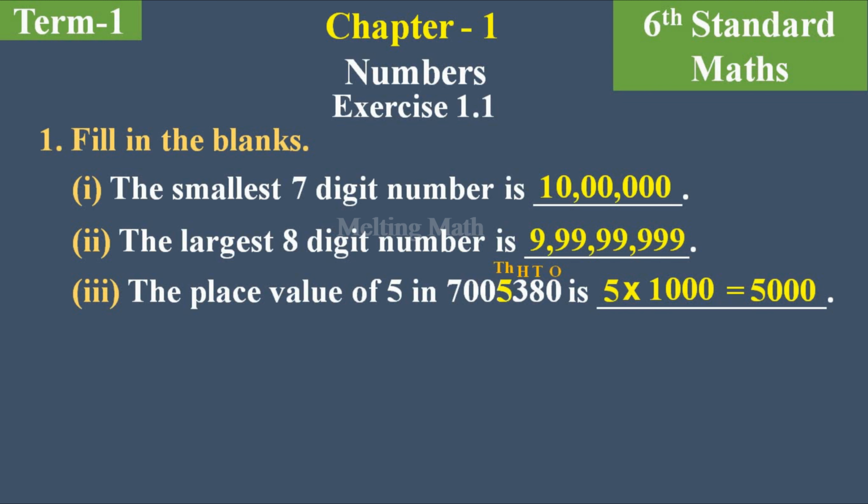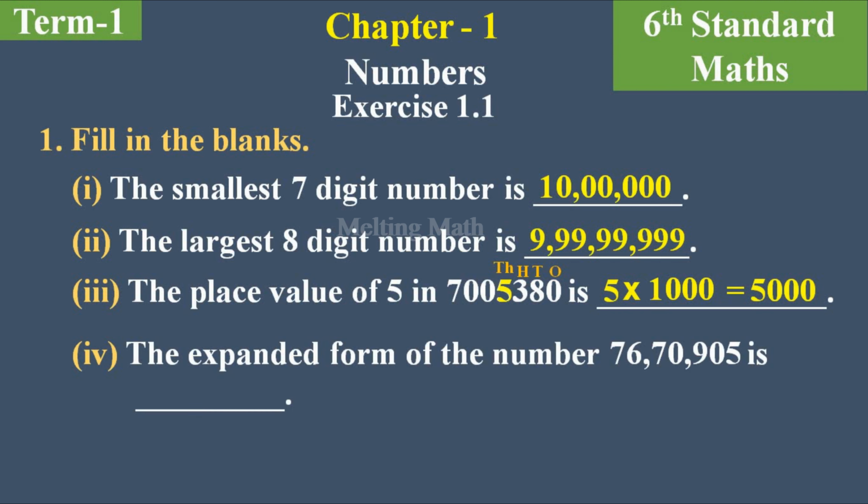Next is the fourth one. We have to expand this number. Before expanding, just observe the commas of this number. If a comma is placed after 3 digits from the back, and then after every 2 digits, that comes under the Indian system. On observing the commas, we can find this number comes under the Indian system. Then we write the places of each digit according to the Indian system. The last digit 5 is in the ones place, next the tens place, next hundreds, next thousands, next 10,000s, next lakh, next 10 lakh.